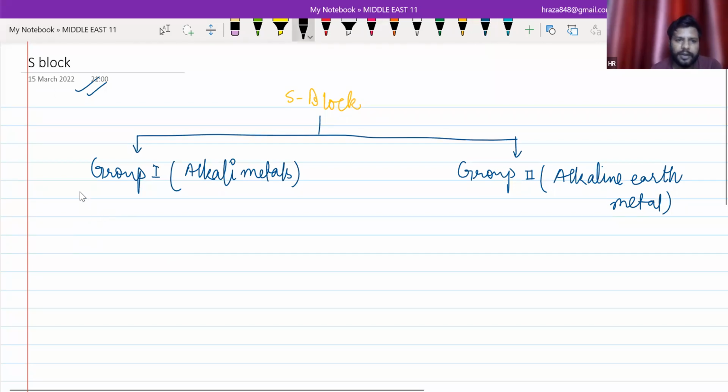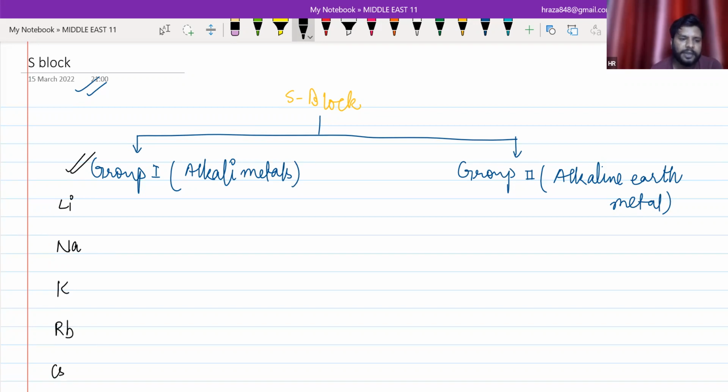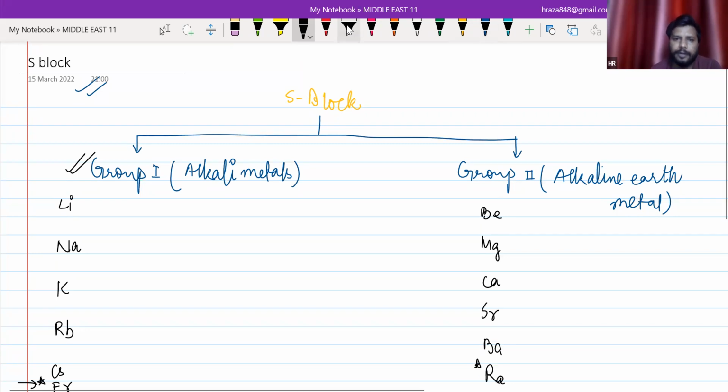Now, how many elements and which elements are present in group 1? So basically, this is lithium, sodium, potassium, rubidium, and cesium. There will be francium too, but francium is basically radioactive element, so we won't study about francium. In the same way, group 2 has element beryllium, magnesium, calcium, strontium, barium, and then radium. Radium is again radioactive element.